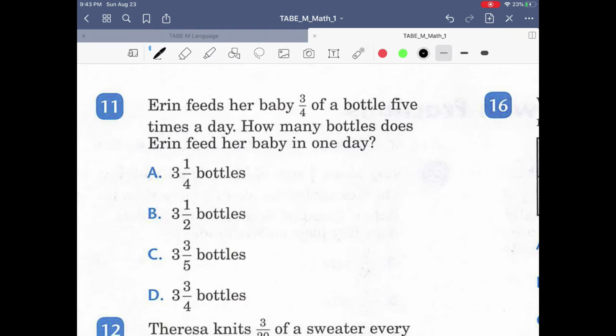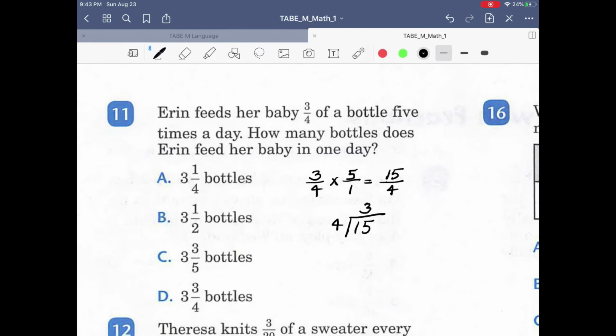Number 11. Erin feeds her baby 3/4 of a bottle 5 times a day. So how many bottles does Erin feed her baby in a day? That would be 3/4 times 5 feedings. So 15 over 4 is top heavy. So let's say 15 divided by 4 is going to be 3 times with 3 left over. So 3 and 3/4 bottles. And number 11 should be D.